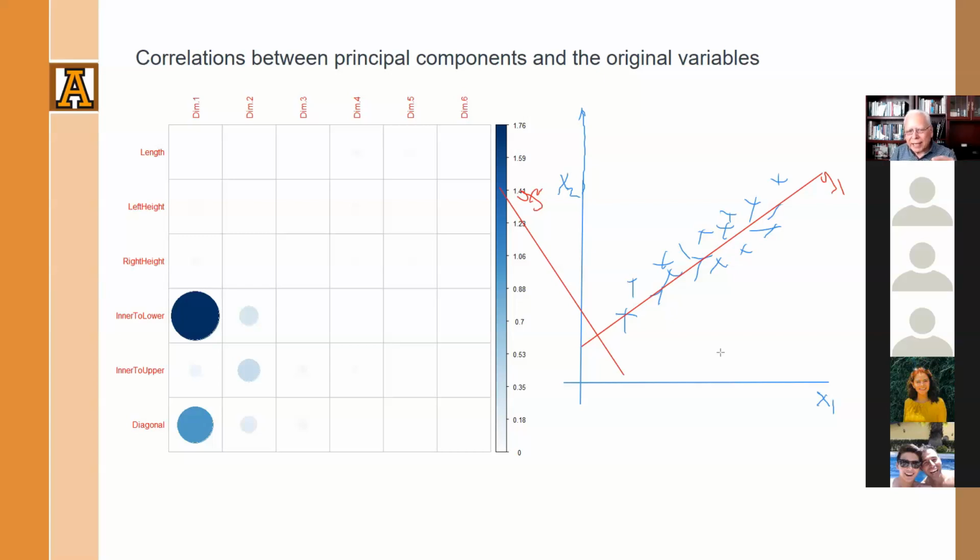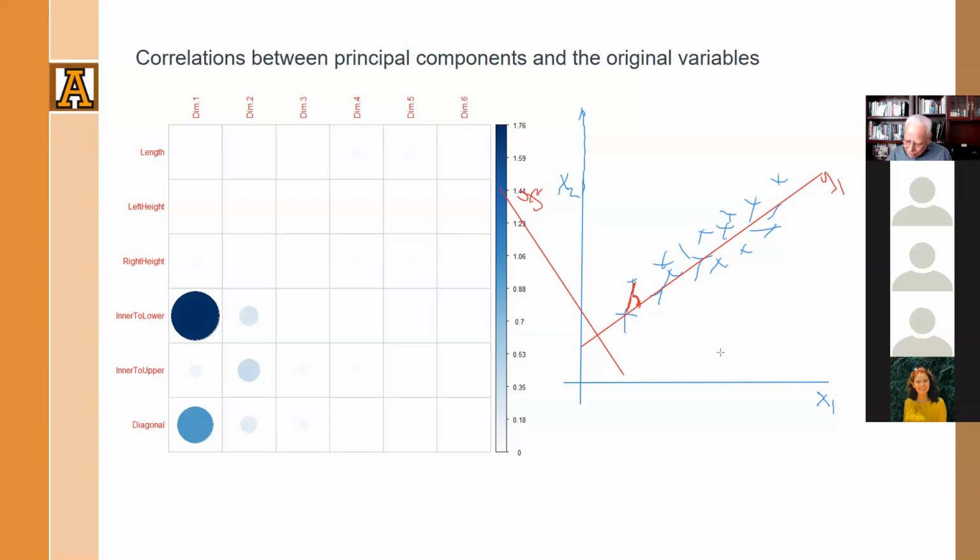If I take the relationship of y1 with any of the other variables, let's suppose that this is actually my first principal component. Now, this angle here is going to be a measure of how much that variable is contributing to the principal component.